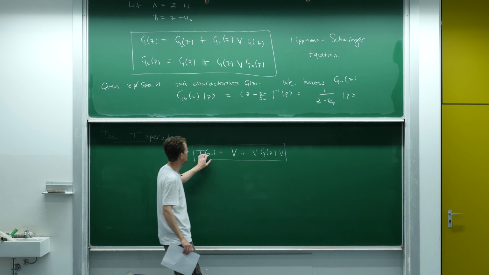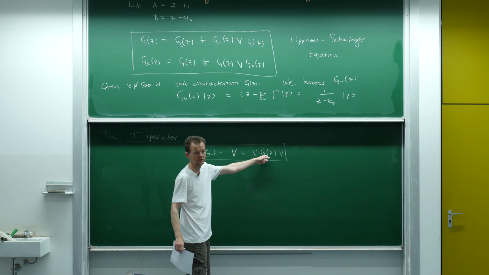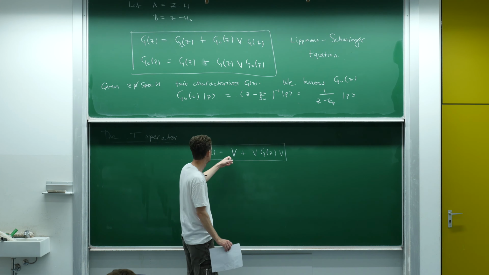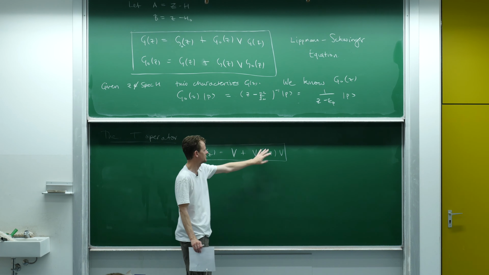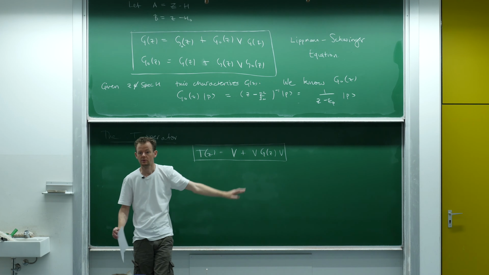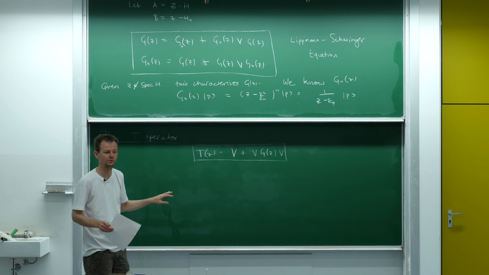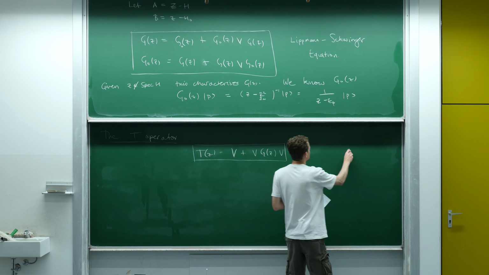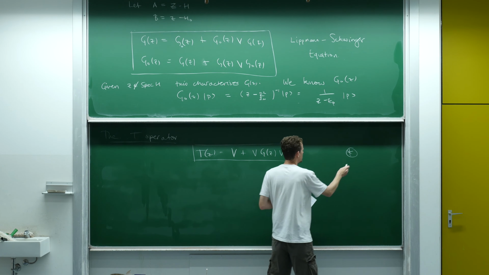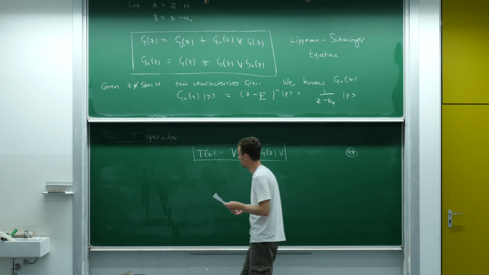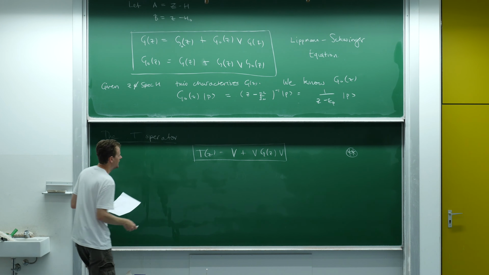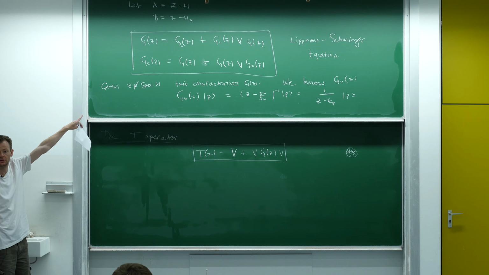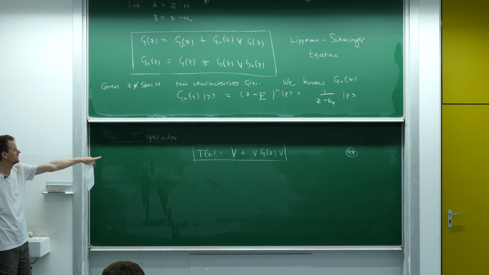So we have t. T is just some peculiar function of g. G is just z minus h. And v is small, and v times v is small, and so we expect that t is kind of a small thing. Now I'm going to call this equation star star. And now let's try and use this Lippmann-Schwinger equation to relate t to something maybe a bit easier.